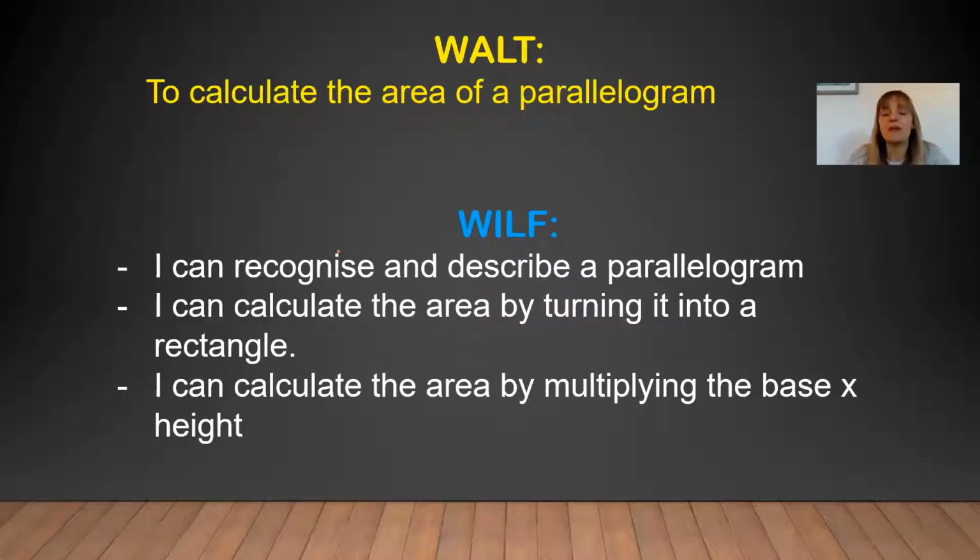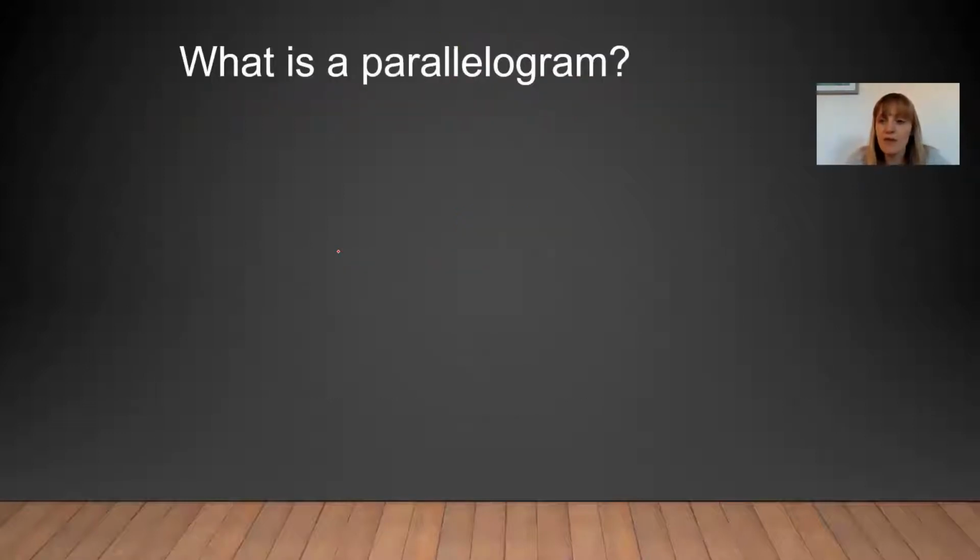Now today we've been looking over the last 2 days at area and perimeter of rectangles. Now we're going to be calculating the area of a shape called a parallelogram today. In order to do this we need to be able to recognise and describe a parallelogram, and we're going to have a look at 2 ways of calculating the area. First by turning it into a rectangle and then by using a little method where we multiply the base by the height. So first of all then, we need to think about what is a parallelogram.